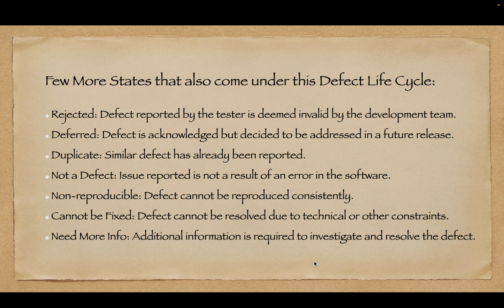This state is very close to the non-reproducible state, but it is different. When the developer team fails to reproduce the defect because the steps provided by the tester are insufficient or the defect document is not clear enough to reproduce the defect, then the developer team can change the status to need more information. When the tester team provides a good defect document to the developer team, then it proceeds for fixing the bug.